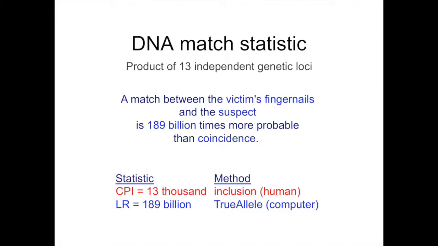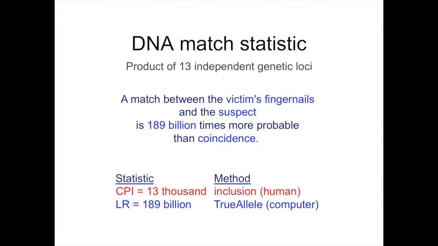In this case, the conclusion would be, and this is likelihood ratio language, it's not using conditional probabilities, the result would be a match between the victim's fingernails and the suspect is 189 billion times more probable than coincidence. And that's what the computer found in this case. The computer is called True Allele. And what the FBI had found from the same data, and you'll hear more about the method in a second, using a CPI method, that's an inclusion approach done by eye, is a number of 13,000. And this particular person was convicted, based on the DNA evidence, and having a more compelling math was helpful.